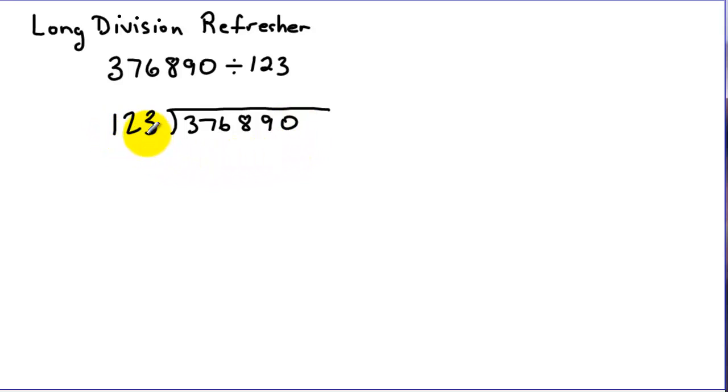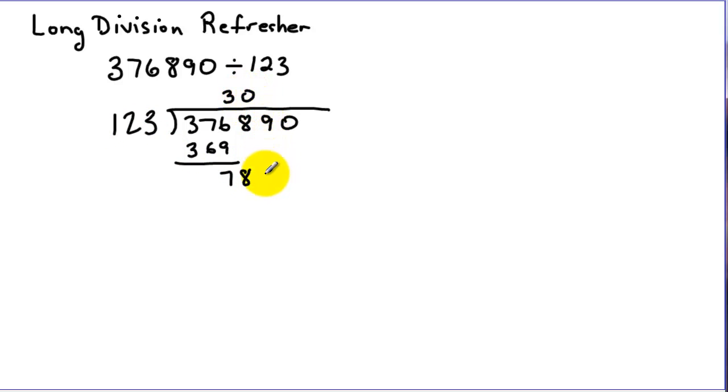Since I have 3 digits here, I'll be going in 3 digits and putting here the biggest number of times that this number divides into 376. So let's try 3. Now we multiply this number times this and we get 369. And we subtract here. So if I subtract, I get 7. We then bring down the 8, and we try to divide, but 123 does not divide into 78, so we have a 0 here.